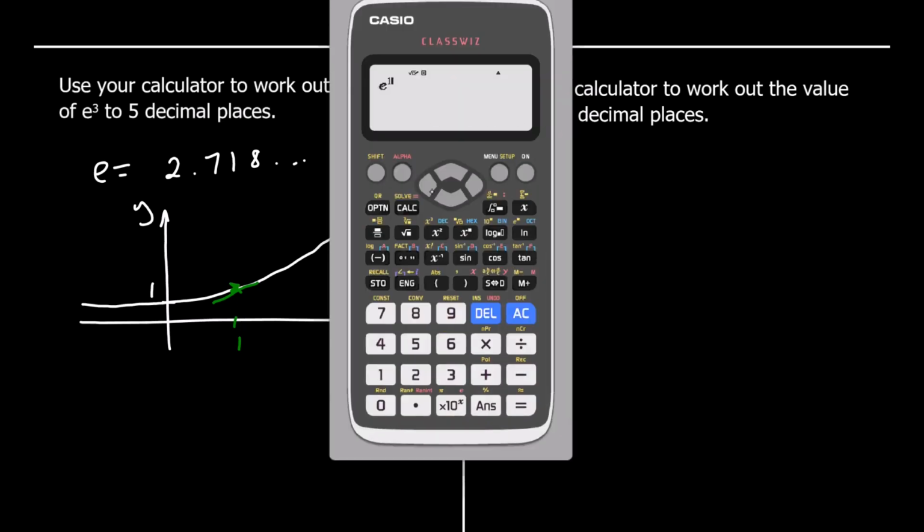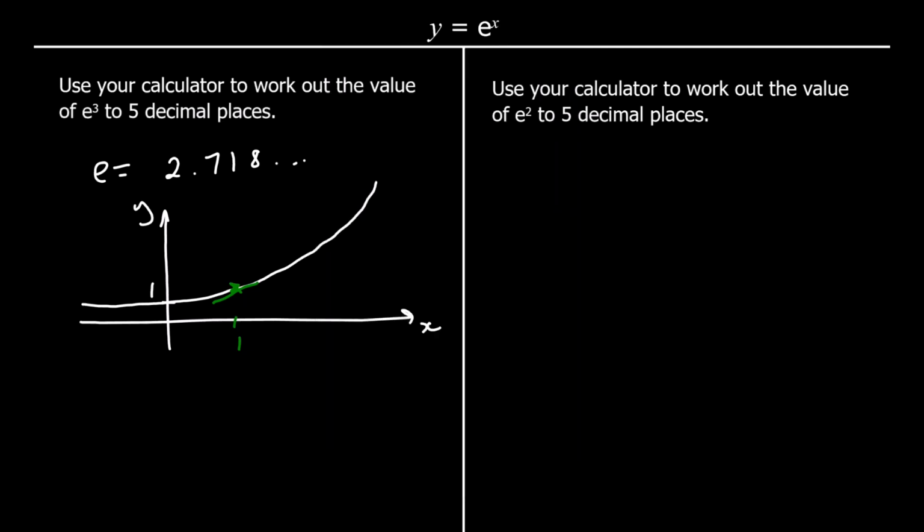Where we have e squared, we get 7.34 and so on. So at the point when x is 2, the gradient and the y coordinate are both 7.34. So the gradient and the function, the y coordinate, are always the same.